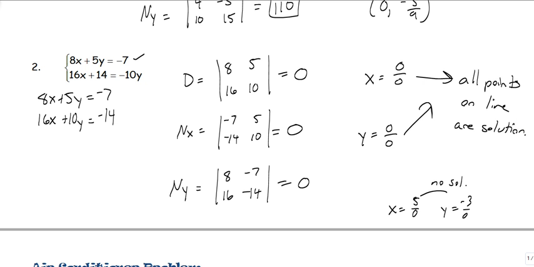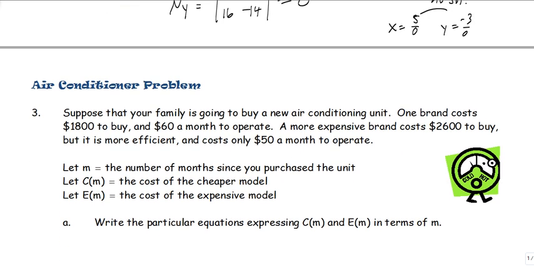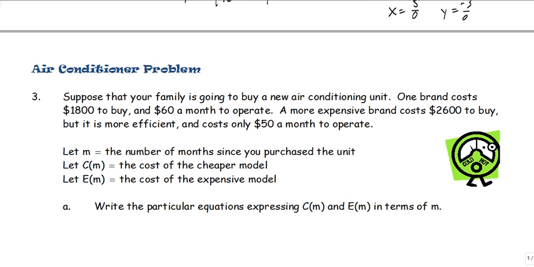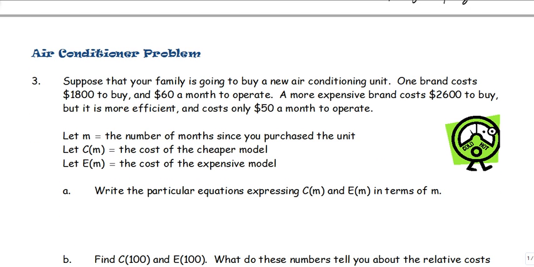Okay, that's number 2. Let's do a word problem. Suppose that your family is going to buy a new air conditioning unit. One brand costs $1,800 to buy and $60 a month to operate. A more expensive brand costs $2,600 to buy, but it is more efficient and costs only $50 a month to operate. Let M equal the number of months since you purchased the unit. Let the cost of the cheaper model be C of M, and E of M be the more expensive model.